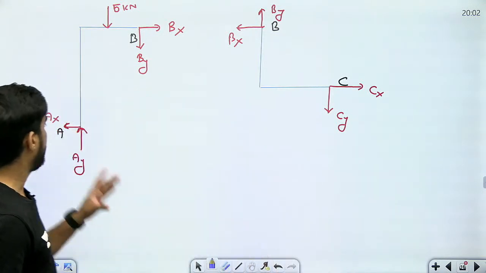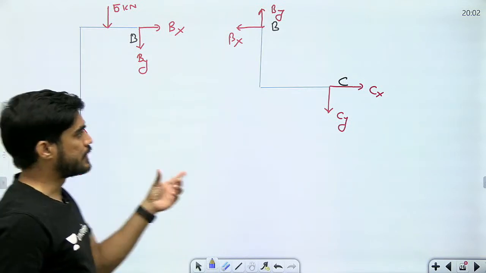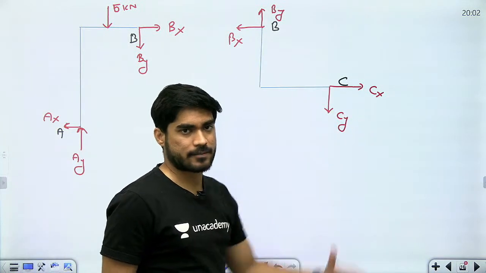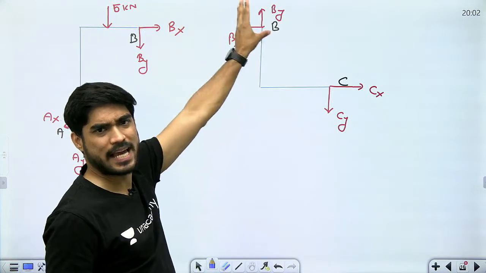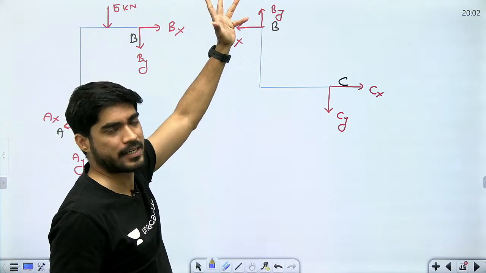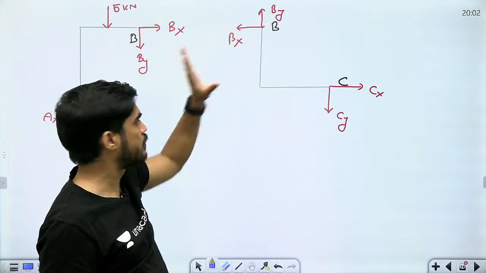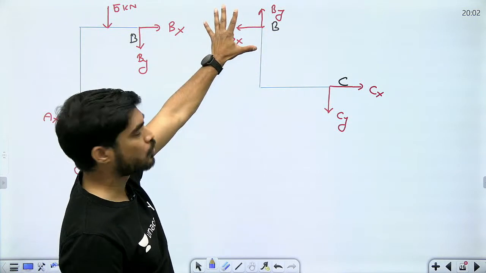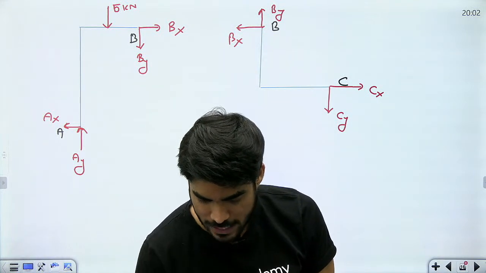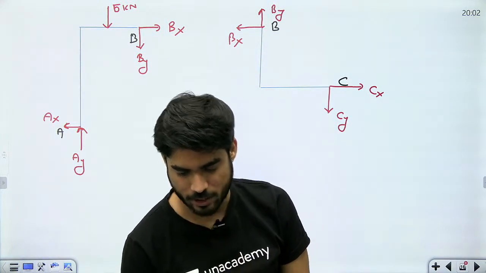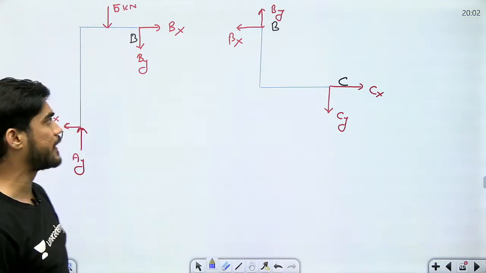Understand, beta. AX, AY, CX, CY: 4 unknowns. Now here and here the unknowns are equal, beta. BX, BX, BY, BY. They are equal and opposite. So I will only have 2 unknowns. So 2 plus 2 plus 2, I have 6 unknowns. Very good, Sumit. Sanyal, very good. Ayush, Karan, Vinay, very good. Excellent. So we have total 6 unknowns.